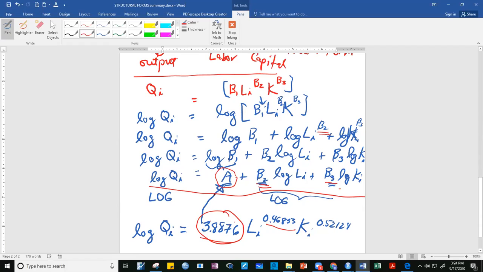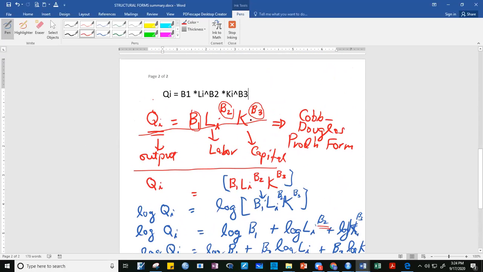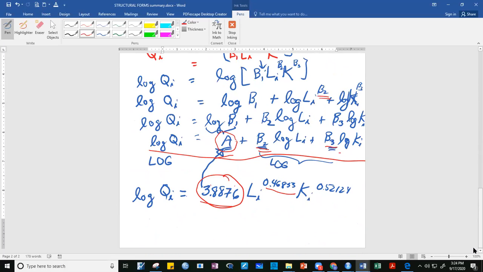Ang problema ito. Guys, kasi si A, hindi naman B1 yun. Okay, you follow, guys? Yung nakuha natin na 3.88, this one, this is your A. Ito yun sa equation natin. And A is not equal to B1. Bakit? Ano ba relationship ni A at saka ni B1, guys? A is equal to log of B1.